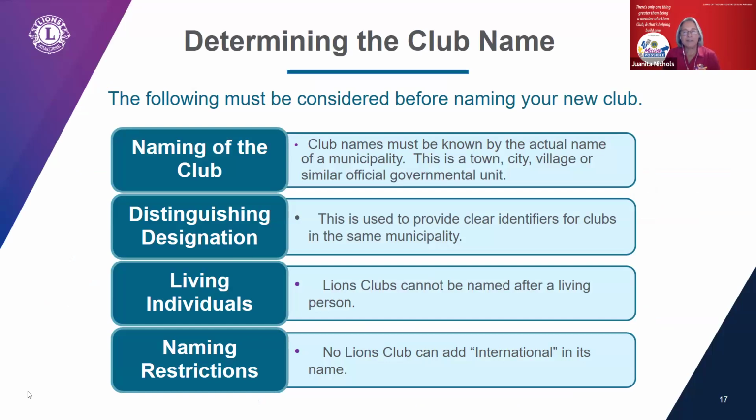Determining the club name. Once you have recruited the 20 members, the district or sponsoring club can begin the new club charter application. And part of that are the 4 components that are here. It's naming the club. Make sure the club name contains the actual name of the municipality. So mine is Santa Maria Sunrisers Club. We live in Santa Maria. Manny's club is Montebello Lions Club.